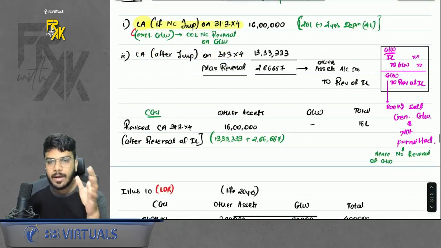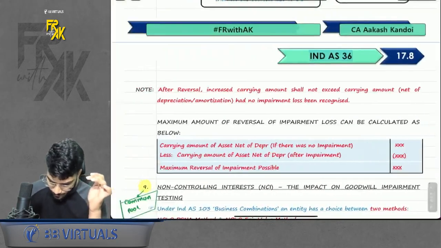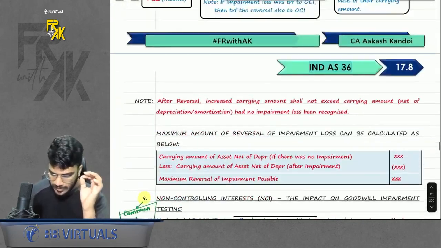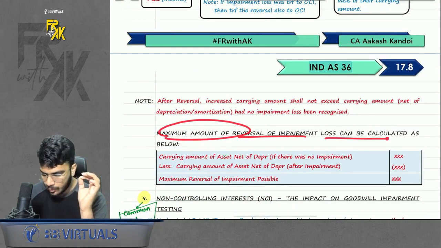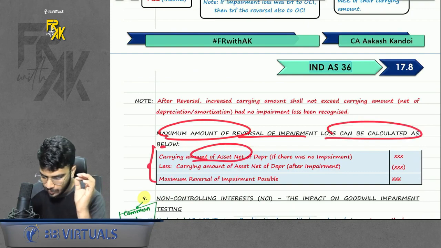Okay. I hope this helps, guys. So here it is given: maximum amount of reversal. How do we compute it? It is given as carrying amount if no impairment and carrying amount after impairment. You will get the maximum reversal.